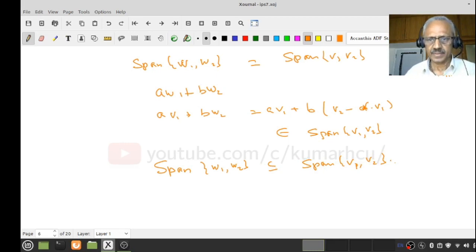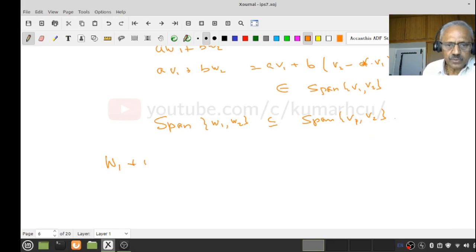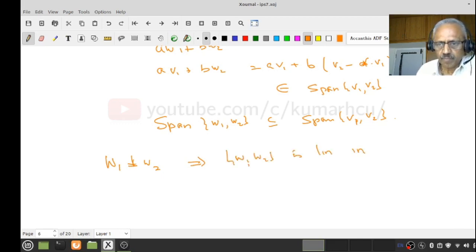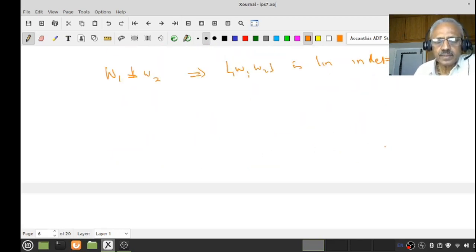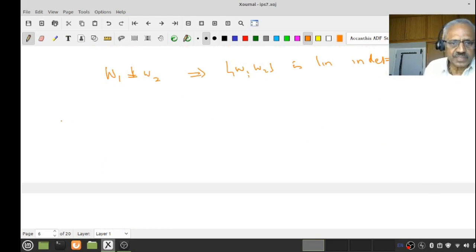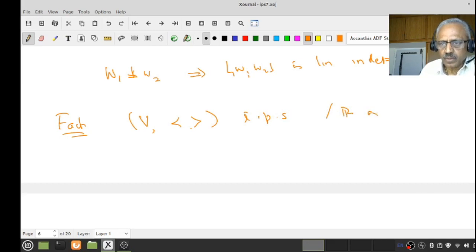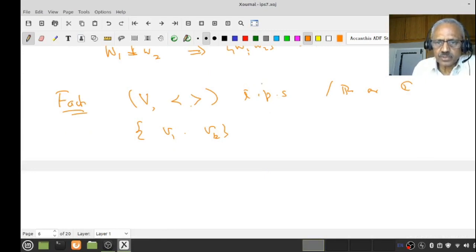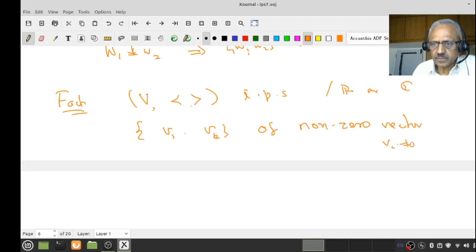Okay? Right. Now, I claim W1 and W2 are orthogonal to each other. That implies W1, W2 is linearly independent. Okay, why? This is a very general fact, but you can actually show that. I will prove that. Let us state a very general fact. Suppose V is an inner product space, which could be over R or over C. And let us look at the set V1 through Vk, a subset of non-zero vectors, that is, each Vi is not equal to 0.